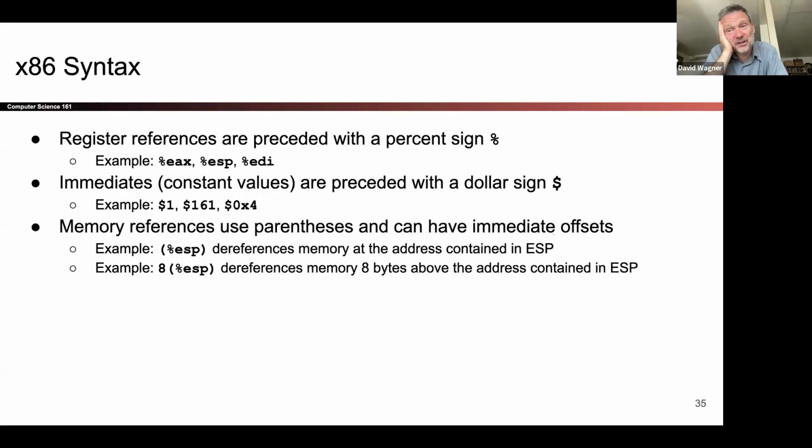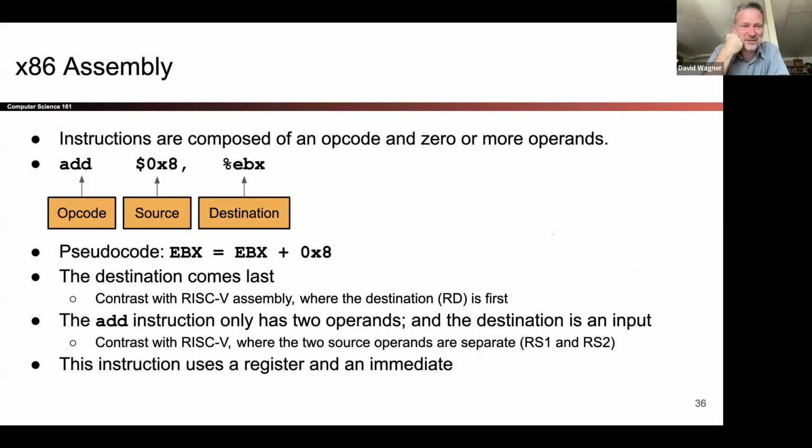And even weirder, if you put a number before the parentheses, this is super weird syntax, 8(%ESP) means the address is whatever is stored in ESP plus 8. Add 8 to that address and then dereference it. Don't know why it's written this way. More historical inertia, so sorry. All this ugly stuff that you just have to memorize.